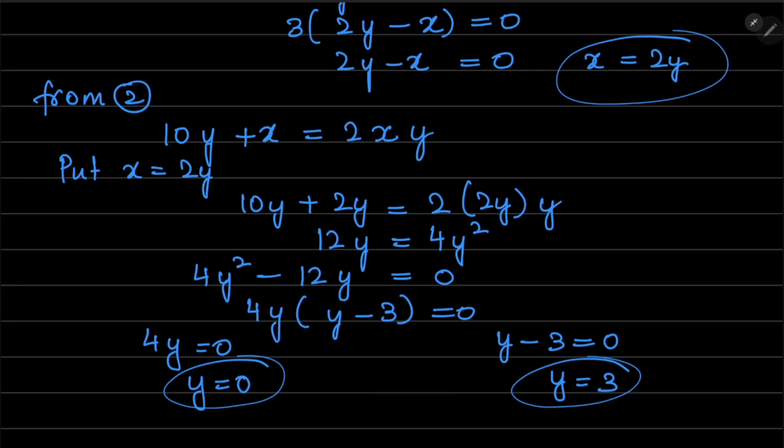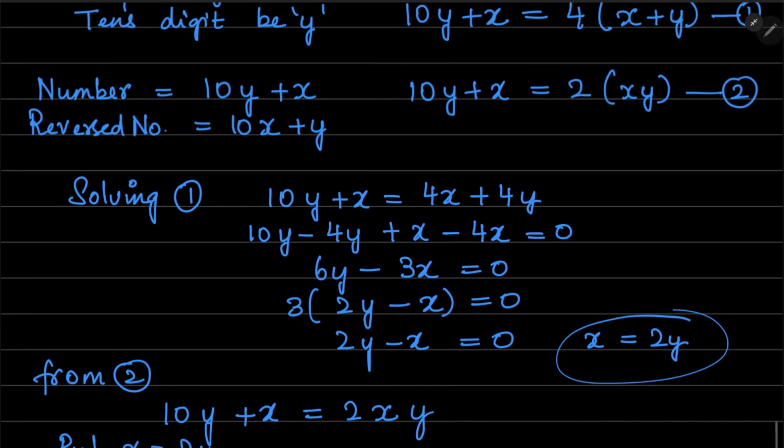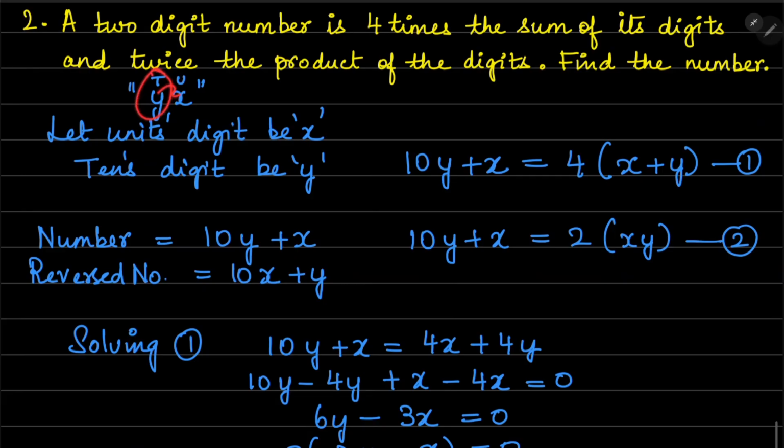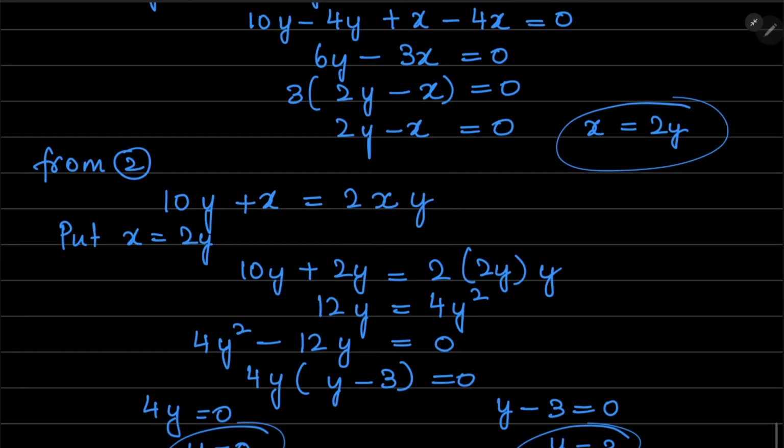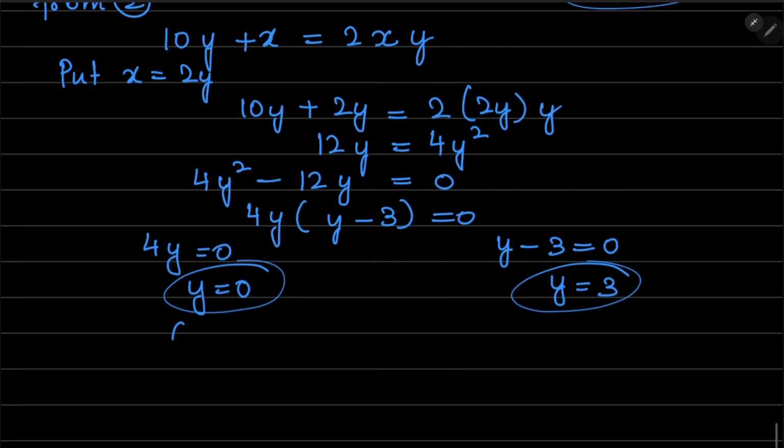But y cannot be 0. Why? Because if your y is 0 here, it cannot be a 2-digit number. It will become a 1-digit number. You cannot have 0 as your tens place. So this is not possible, because as per the question, y should be a number from 1 to 9. So let y be 3. This is your y value.